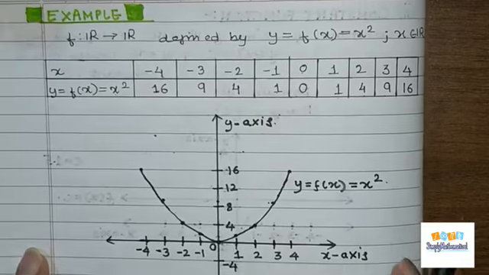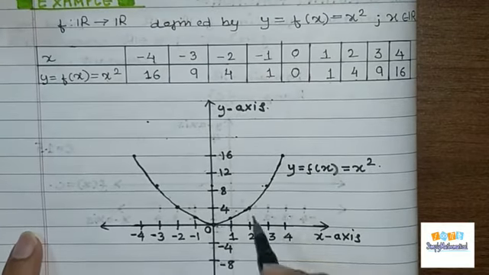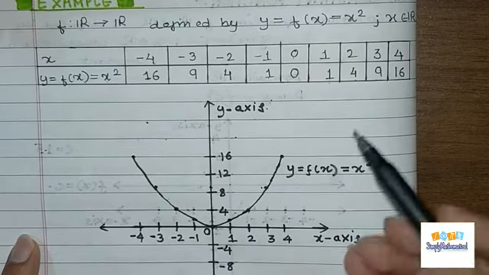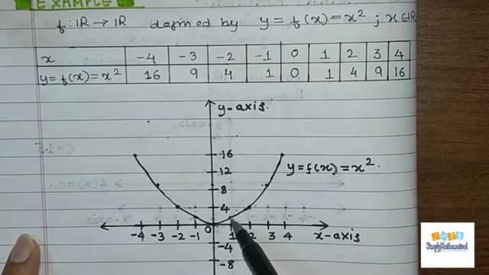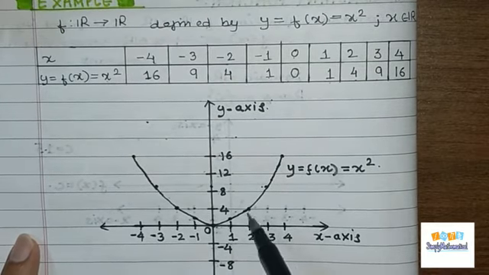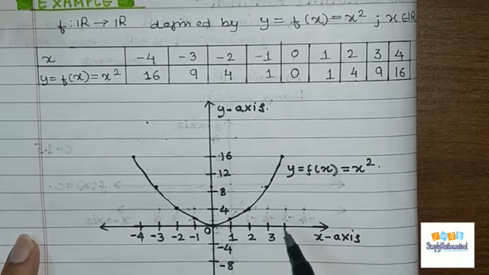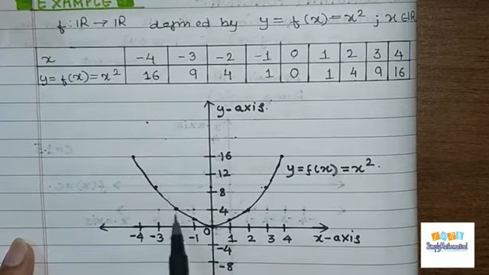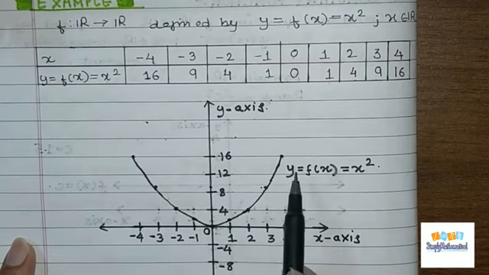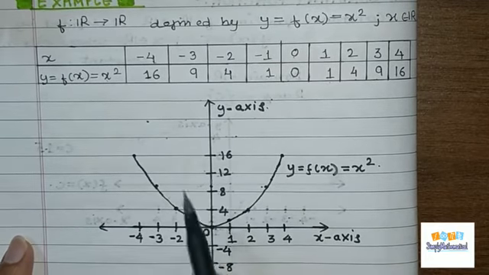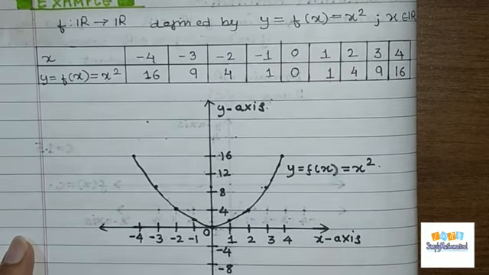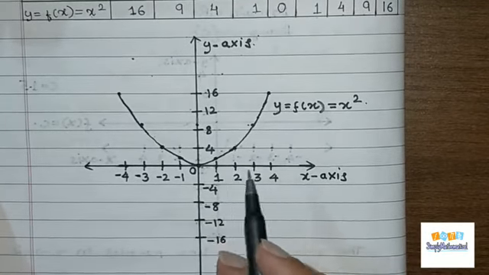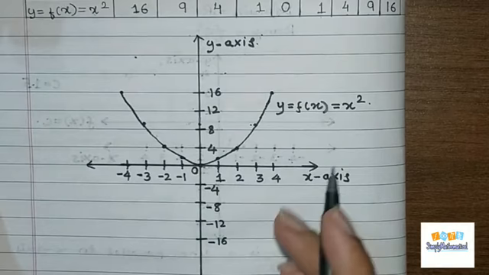Now what will be the graph of this? So see, 0 goes to 0. So (0, 0) is one point. Then (1, 1) is another point here, right. Then (2, 4) is here. Then (3, 9) and (4, 16). Like that you can plot these points and you will get something like this. And this is known as the parabola. This curve is called the parabola.